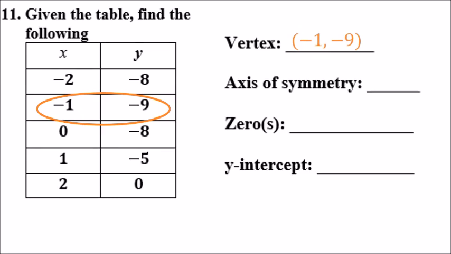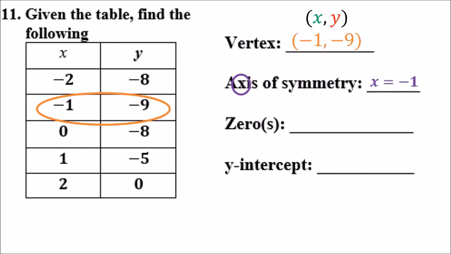For the axis of symmetry, now that I know my vertex, the axis of symmetry is really easy. Axis of symmetry is all about the x's. It should be an x equals equation equal to the x value of my vertex. So it should be x is equal to -1.